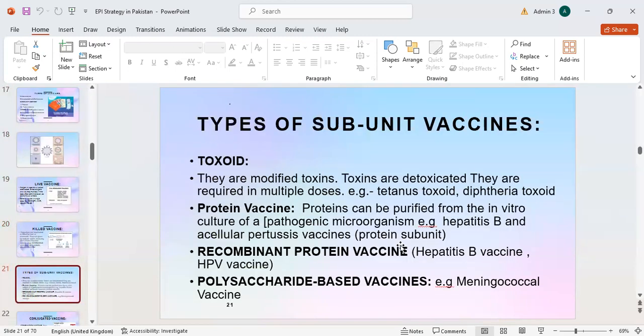Types of subunit vaccine. These include toxoids. These are modified toxins. Toxins are detoxified. They are required in multiple doses. For example, tetanus toxoid, diphtheria toxoid. Protein vaccine: proteins can be purified from the in vitro culture of a pathogenic microorganism. For example, hepatitis B, acellular pertussis vaccine, and protein subunit.